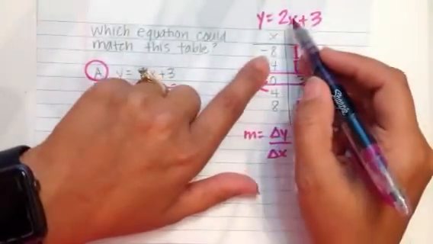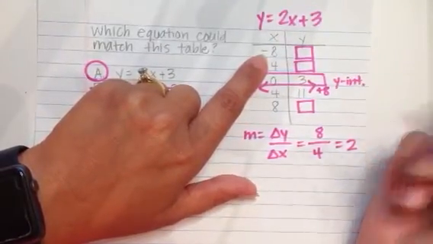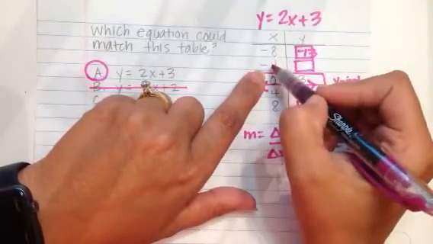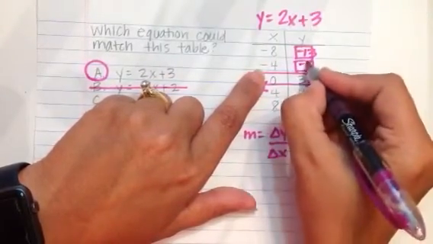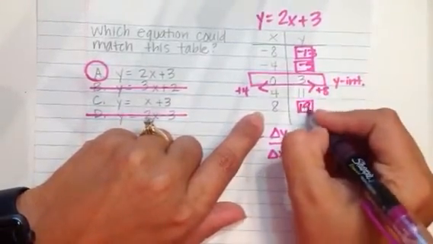So if I plug negative 8 in, 2 times negative 8 is negative 16, plus 3 is negative 13. 2 times negative 4 is negative 8, plus 3 is negative 5. And 2 times 8 is 16, plus 3 is 19.